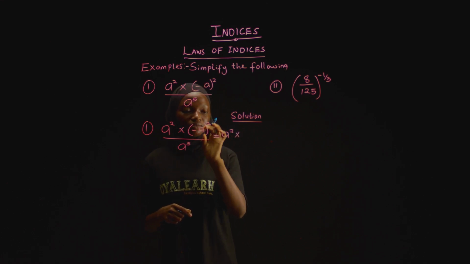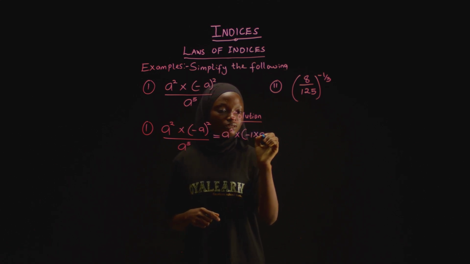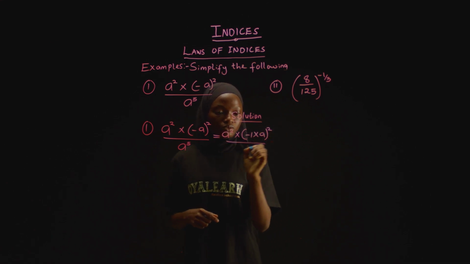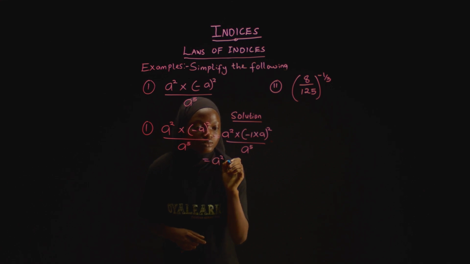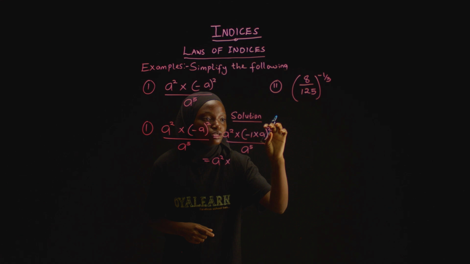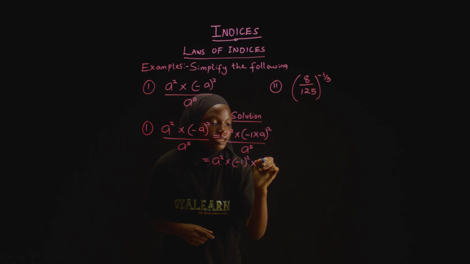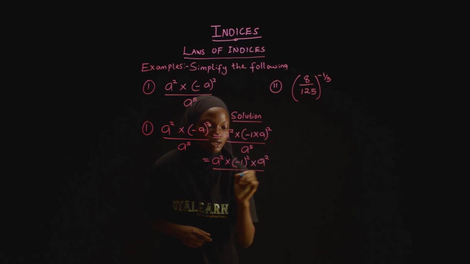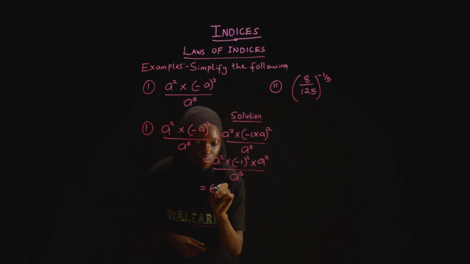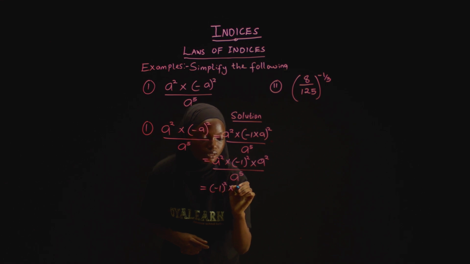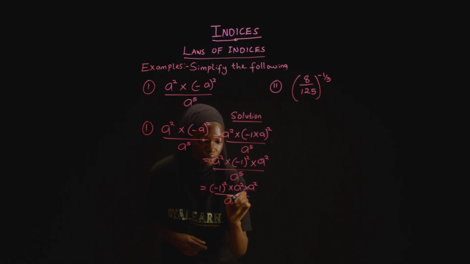Now let's simplify what we have inside these brackets. Minus a is the same as minus 1 times a, all raised to power 2 over a raised to power 5. So here we'll have a raised to power 2 times. Now we can split this out by their powers. That is, we'll have minus 1 raised to power 2 times a raised to power 2 over a raised to power 5, equals, we rearrange, minus 1 raised to power 2 times a raised to power 2 times a raised to power 2 over a raised to power 5.